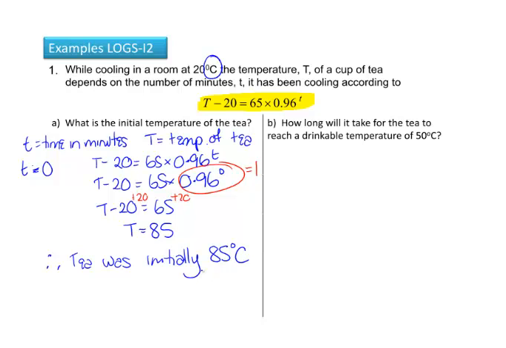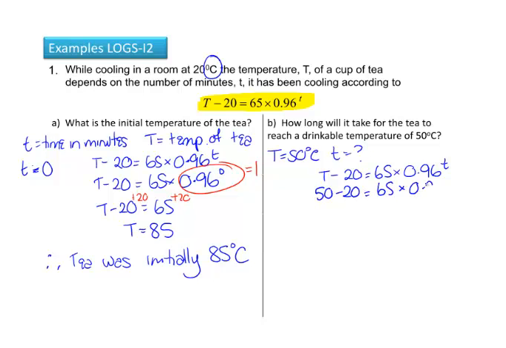Okay, next bit: how long will it take for the tea to reach a drinkable temperature of 50 degrees Celsius? So it's telling me capital T is 50 degrees Celsius, and I want to know what little t is. So T take 20 equals 65 times 0.96 to the t. Plug in the 50. 50 take 20 equals 65 times 0.96 to the t. 30 equals 65 times 0.96 to the t. This is a time, so to get rid of that I need to divide both sides by 65.